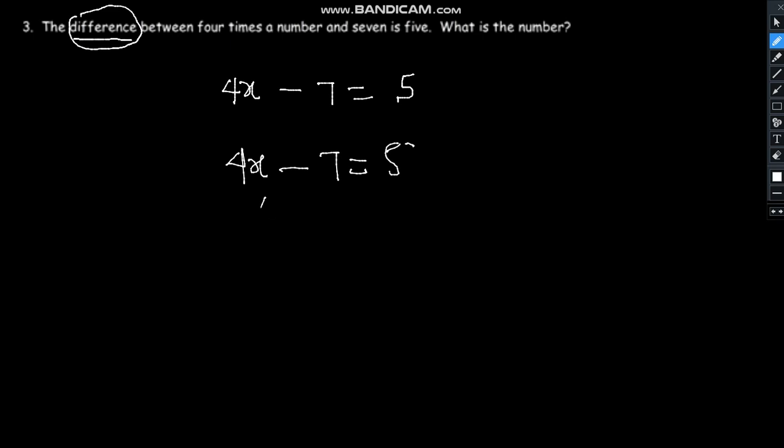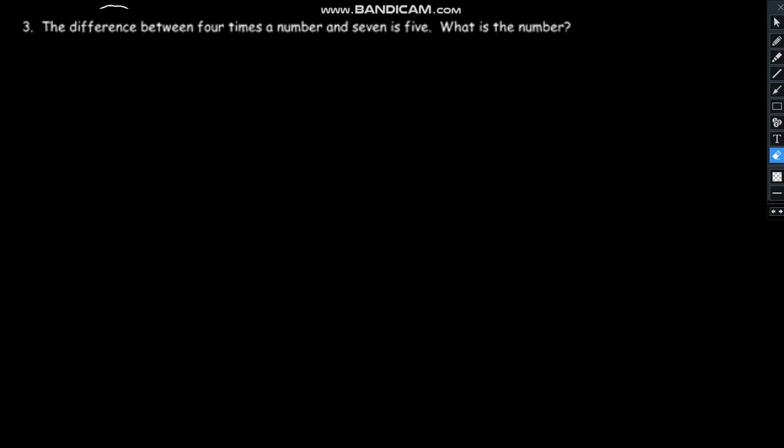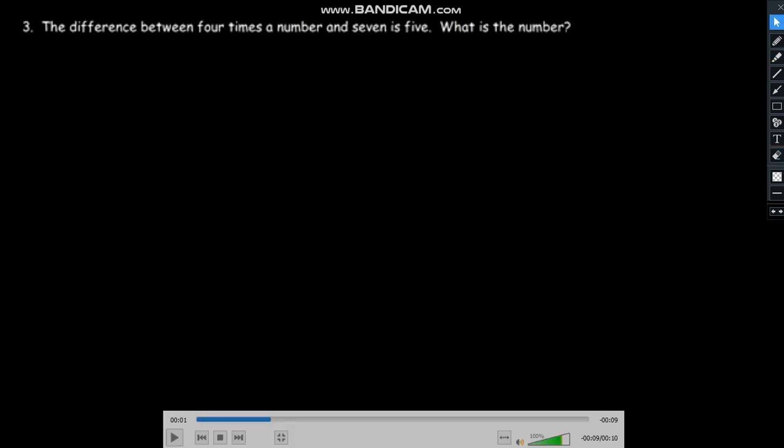So you solve this. You get 4x equals 5 plus 7. So I get 4x equals 12. Divide here by 4, divide here by 4. I get x to be 3. I hope this is clear. You have to understand it properly. Okay, so let's move on to the next question.